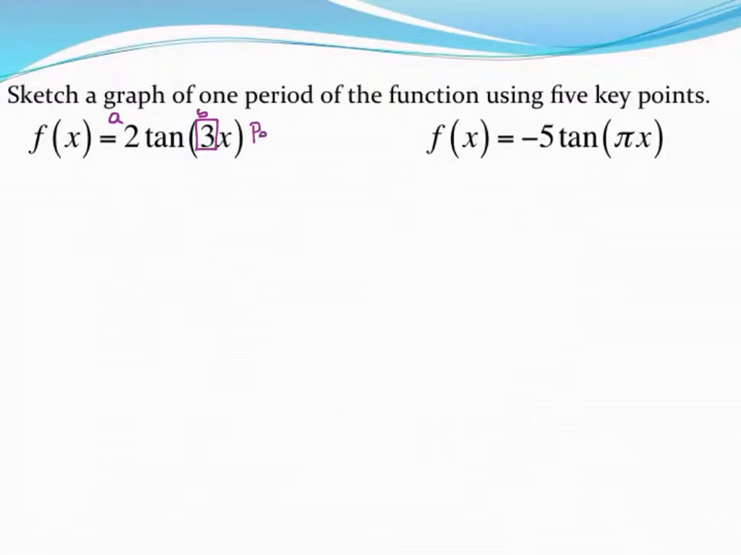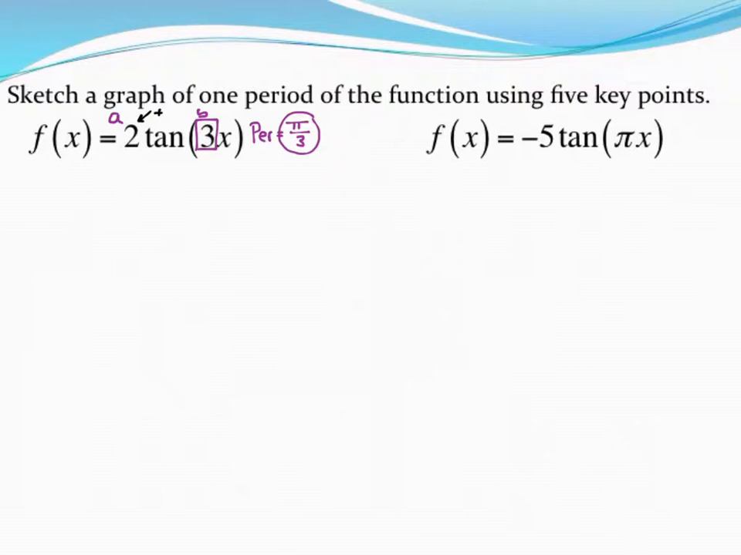B is not the period, but it helps me find the period. To find the period of a tangent or cotangent graph, it is pi, the normal period, divided by the B value. So in this case, there's nothing I can do to simplify. The period is just pi over 3. Also, I'm noting that there's been no reflection going on here since my A value is positive, and the graph has not been moved up or down. There's nothing that's been added to this graph.